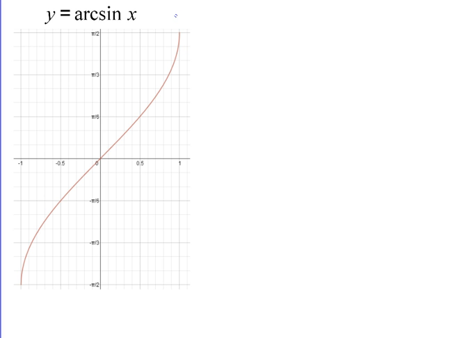And you'll see this in your calculator as sine to the -1 of x. I don't like using that notation. We're going to use the arc notation because that's more phonetically correct. So we're going to use the arcsine notation here.